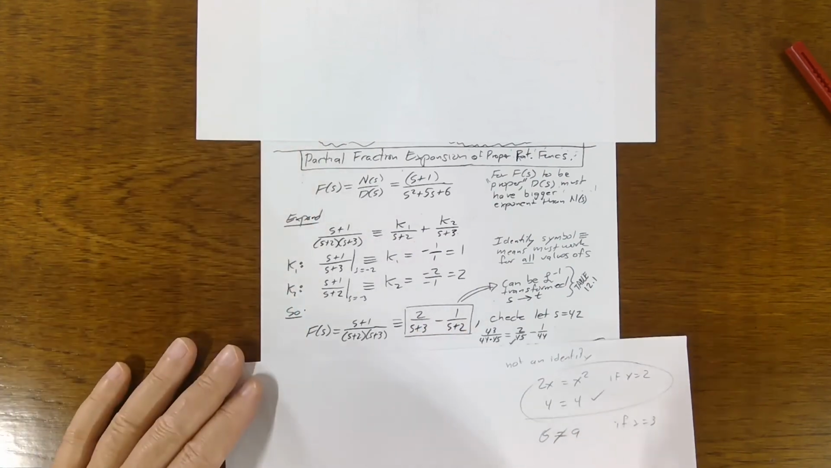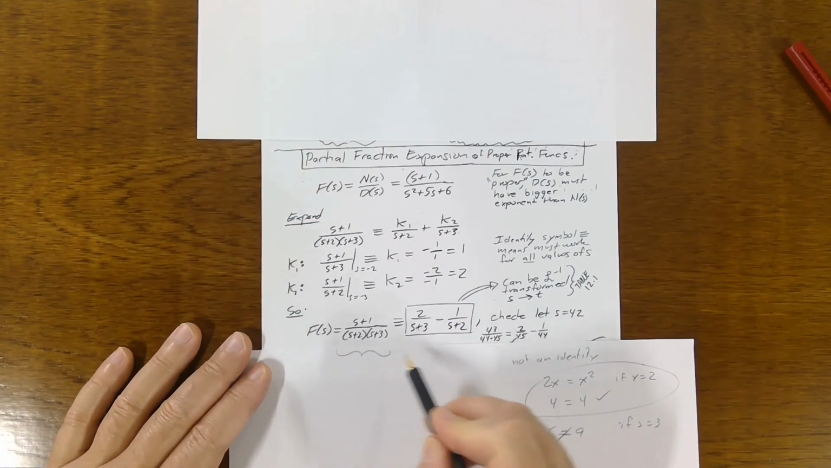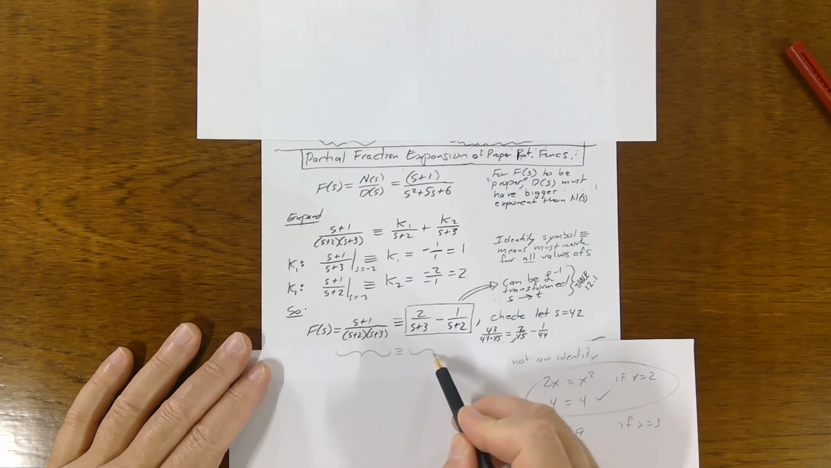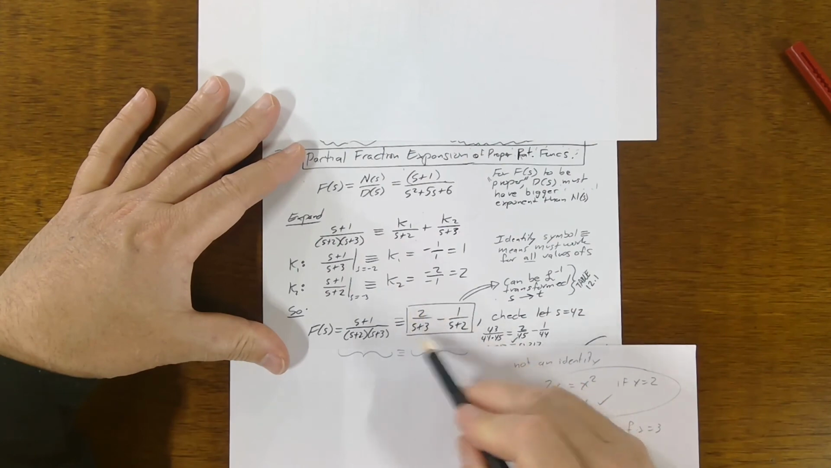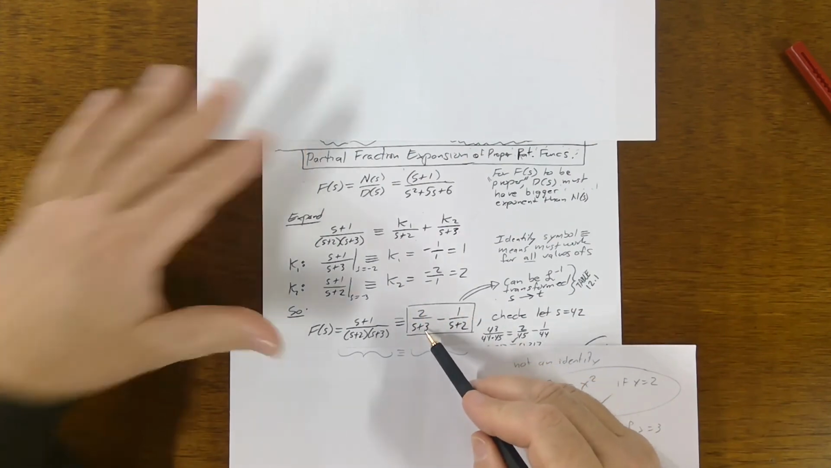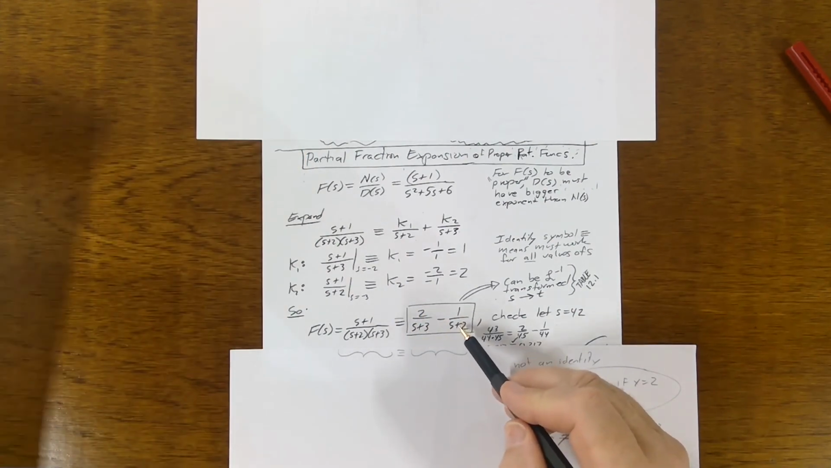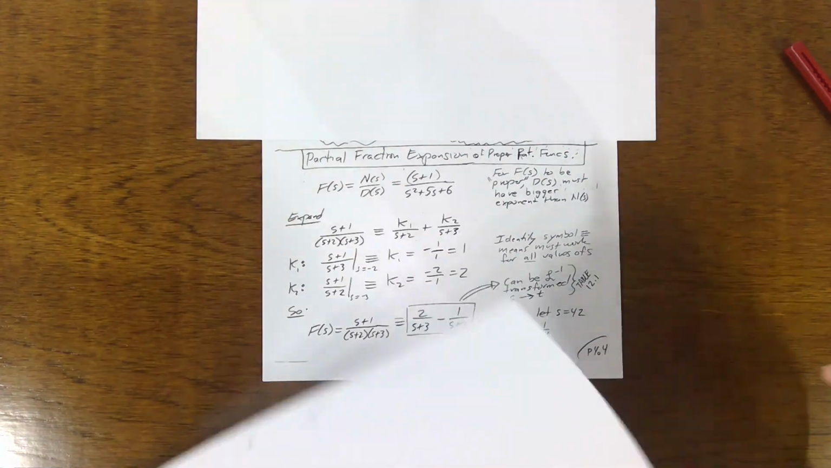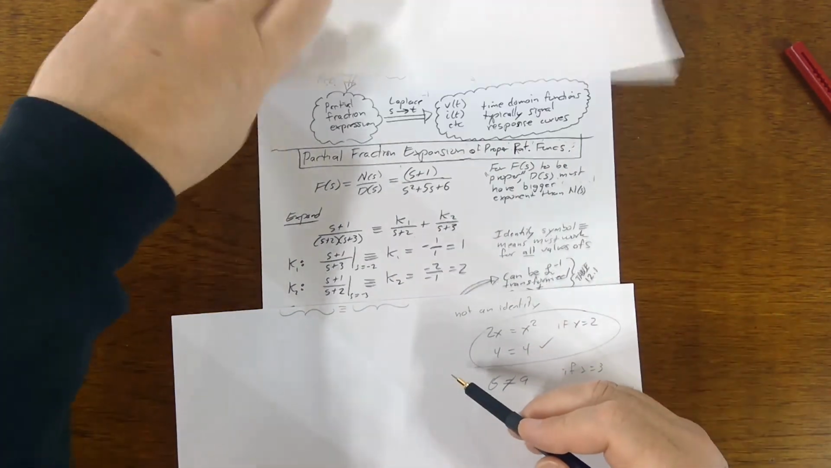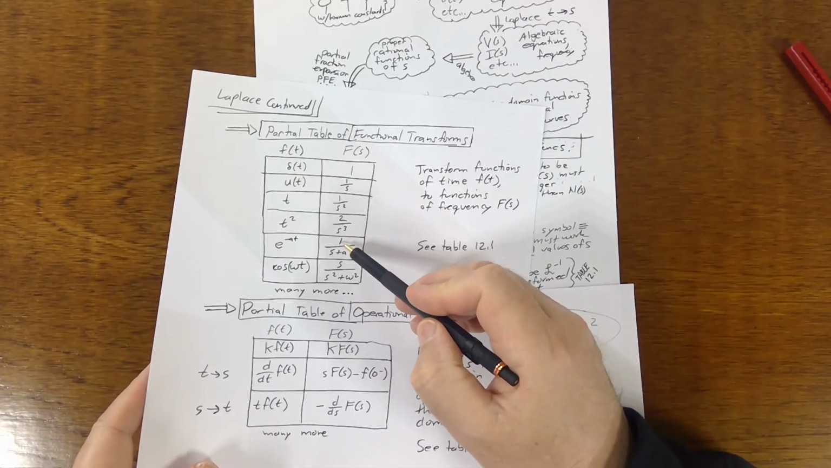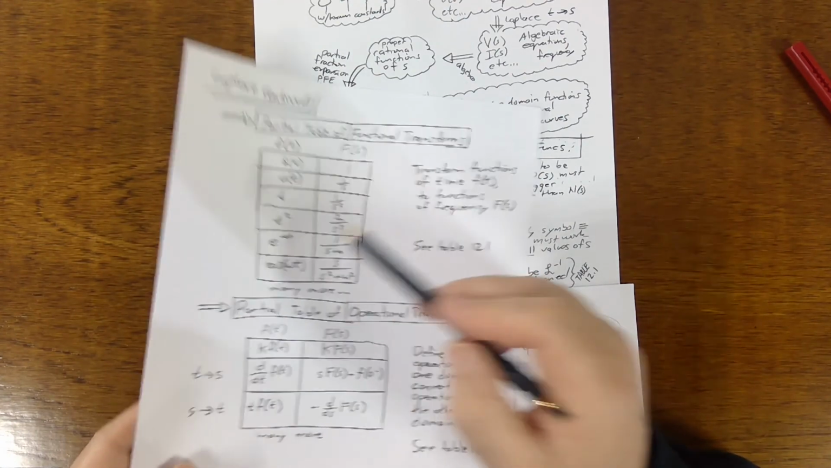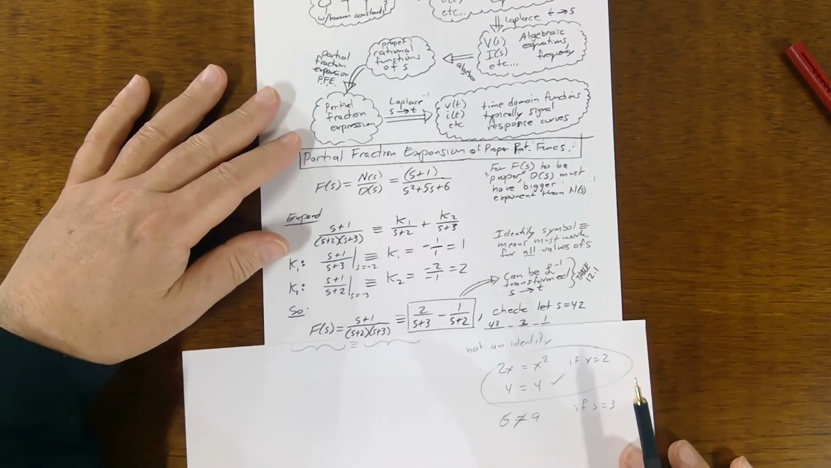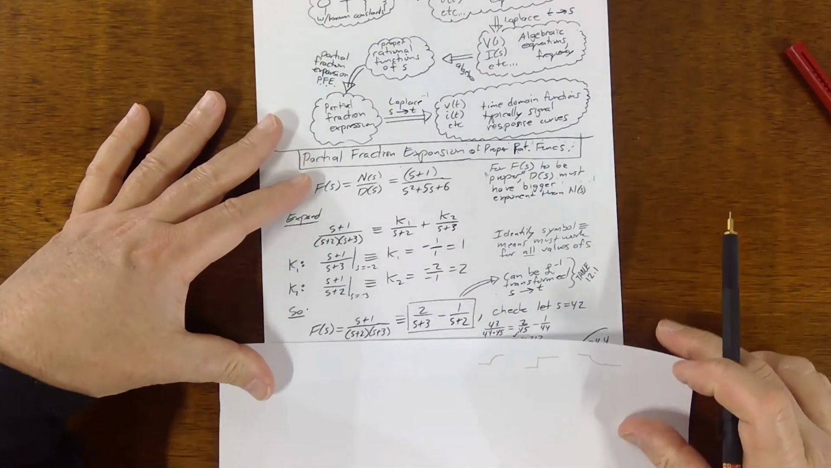So what we're saying is this stuff here is identical to this stuff here. And this stuff here in the box, the 2 over s plus 3 and the 1 over s plus 2, can be turned back into time domain, right? 1 over s plus a is e to the minus at. We can go back to the time domain. That's the whole point of doing this partial fraction expansion.